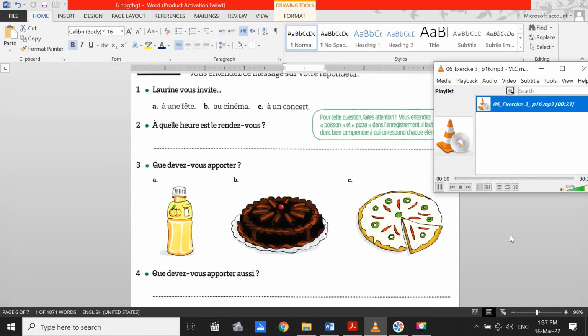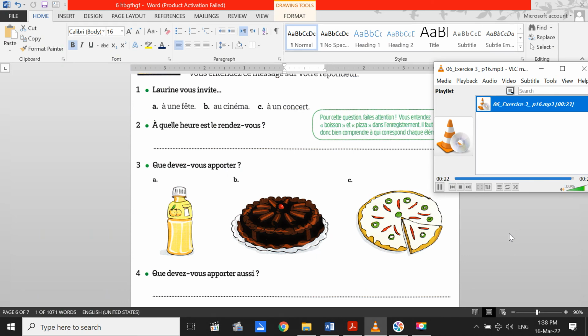Exercice 3. Coucou, c'est Laurine. Je fais une fête pour mon anniversaire vendredi soir. Mes parents vont au cinéma. La maison est libre. Ça commence à 19h. Tu peux apporter une boisson? Je vais préparer des pizzas. Ah oui, et n'oublie pas de prendre un peu de musique.